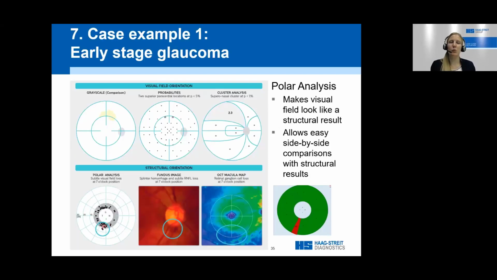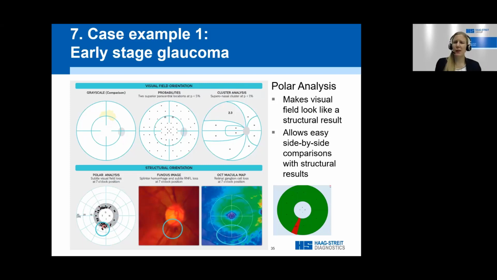And here's an example case, the one we had before, above. We've already seen that. And now you see how that looks below. So the polar analysis shows just these two abnormal locations outside normal boundaries at the 7 o'clock position. And you see a splinter hemorrhage at the 7 o'clock position in the fundus image. And as well, you see retinal ganglion cell loss at the same location in the OCT macular map. And then when you look at the ONH projection analysis on the right, that's pointing exactly to that sector.